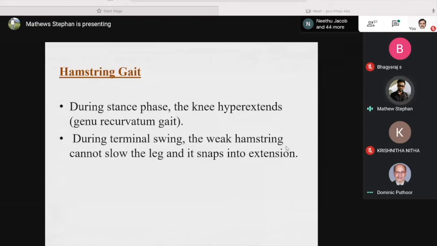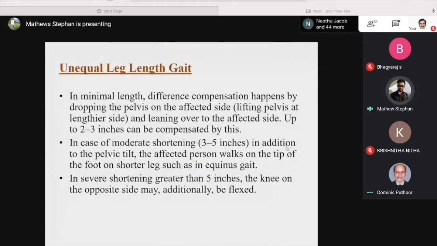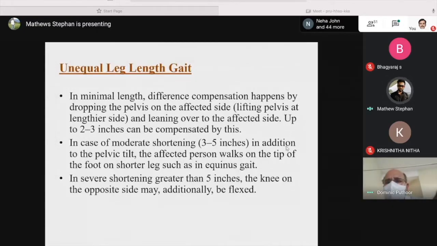Next, in unequal leg length gait, in minimal length differences, the compensation happens by dropping the pelvis on the affected side, that is, lifting the pelvis on the longer side and leaning over to the affected side. Up to 2-3 inches can be compensated by this.